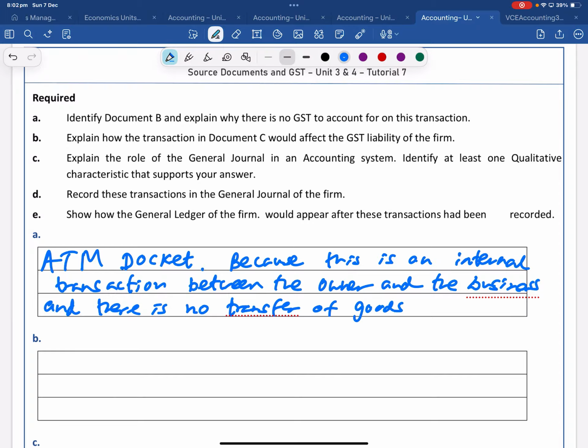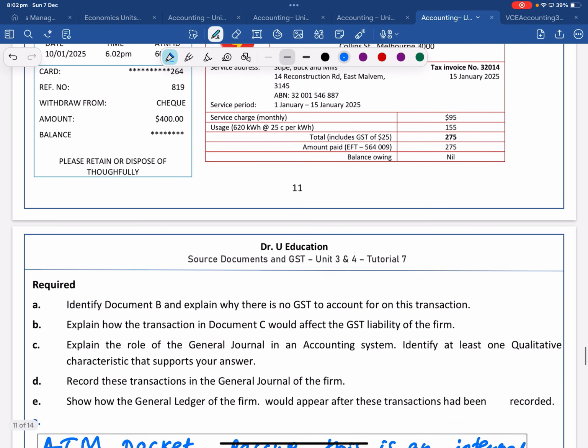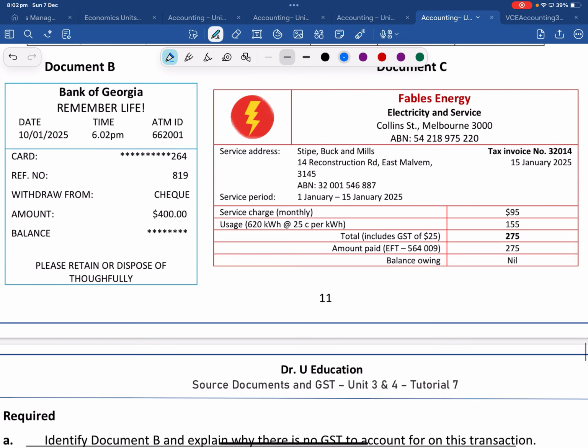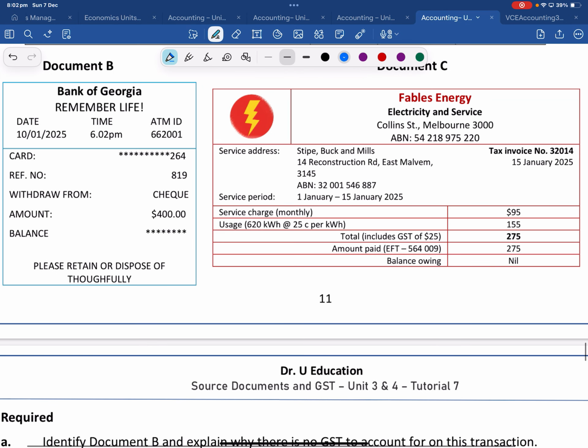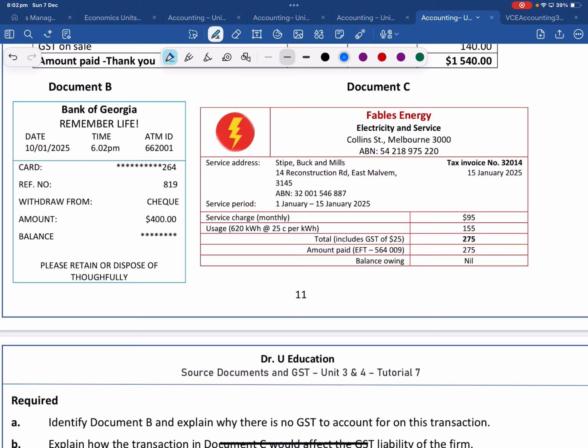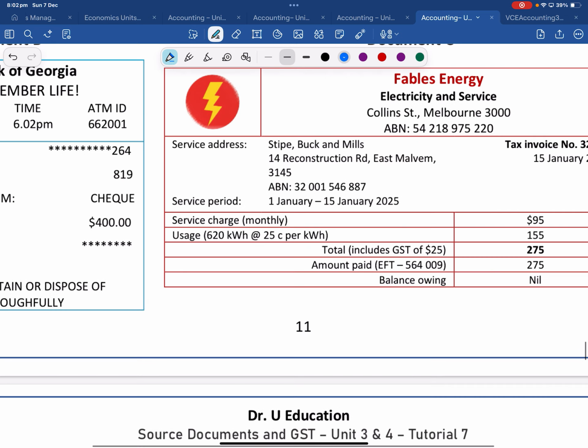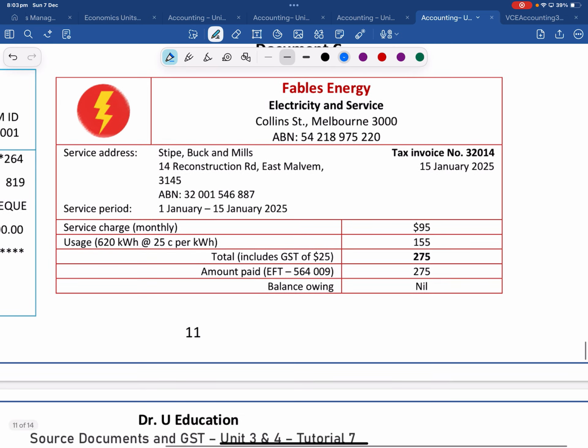Right, next one, guys. Explain how the transaction in document C would affect the GST liability of the firm. Transaction C, what is happening? It's for electricity, including GST. Is this a tax invoice? Yes, it says tax invoice. And does it say GST? Yes, it says includes 25 of GST. What will happen to the GST liability?